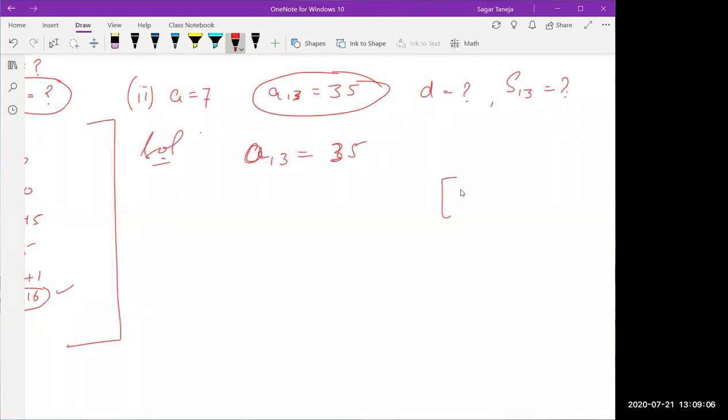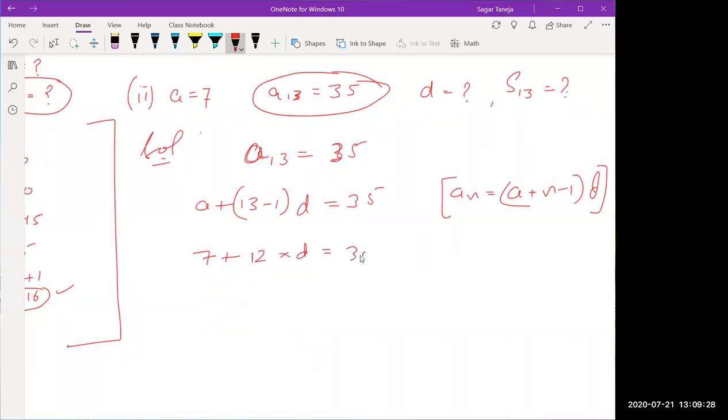Where formula we can use of an, which is a plus n minus 1 d. To expand a13, a13 can be expanded as a plus 13 minus 1 d is equal to 35. Where a we know, that is 7, plus 12 d, and d value is not given, that we have to calculate as it is asked also. 12d is equal to 28 because 35 minus 7 is 28, and d is equal to 28 by 12.